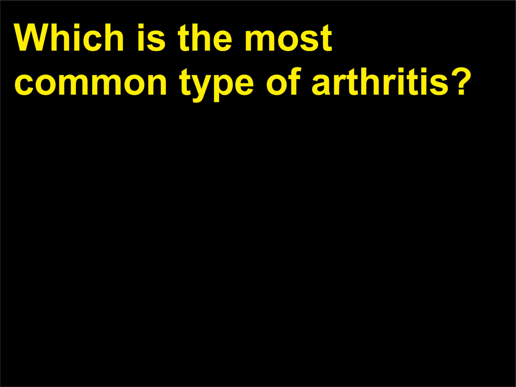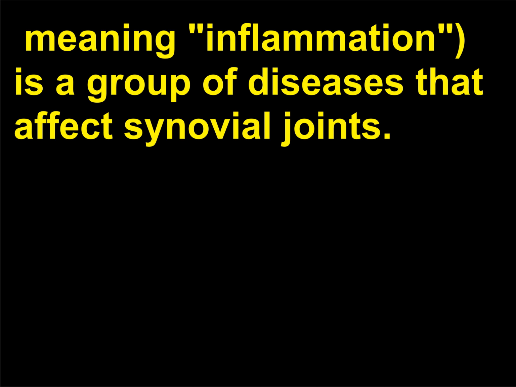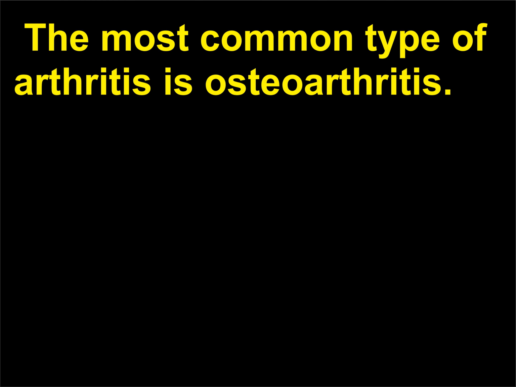Which is the most common type of arthritis? Arthritis, from the Greek arthro, meaning joint, and itis, meaning inflammation, is a group of diseases that affect synovial joints. Arthritis may originate from an infection, an injury, metabolic problems, or autoimmune disorders. The most common type of arthritis is osteoarthritis.